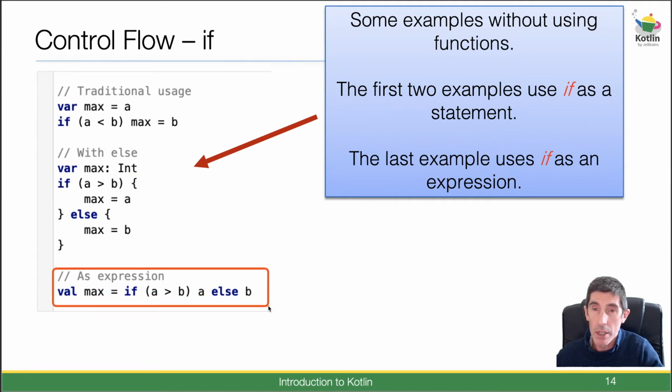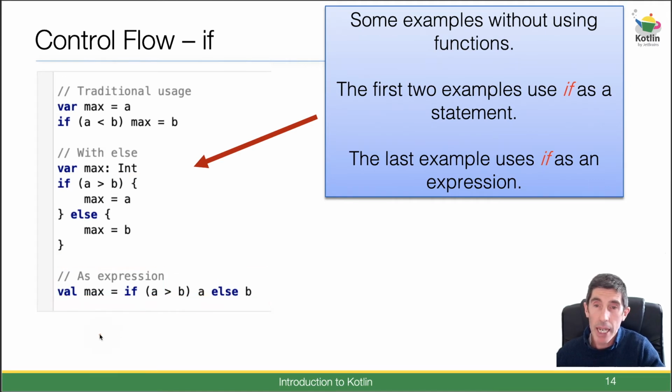There it is. We can say val max is assigned if a greater than b, a else b, and depending on how this condition evaluates will determine whether a or b gets assigned to max. So if we compare all that to this, using the Kotlin approach is obviously a lot neater, a lot more concise.